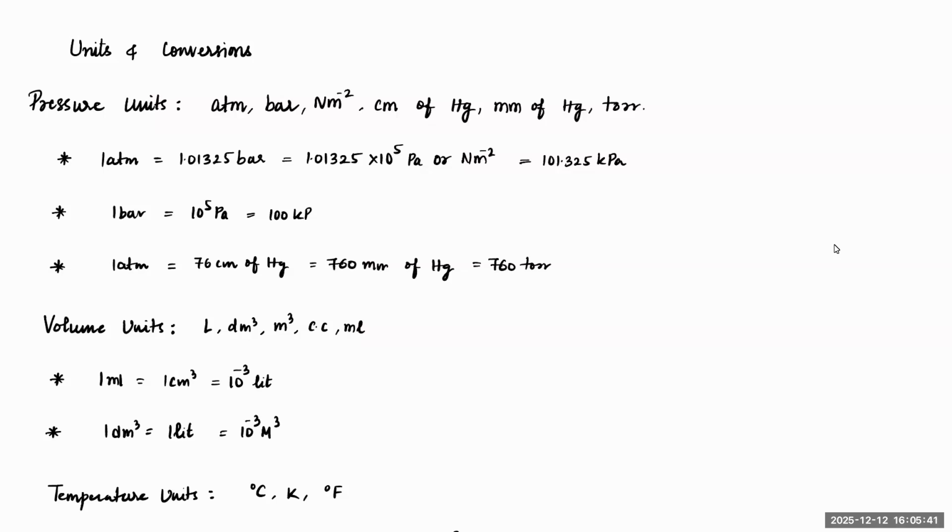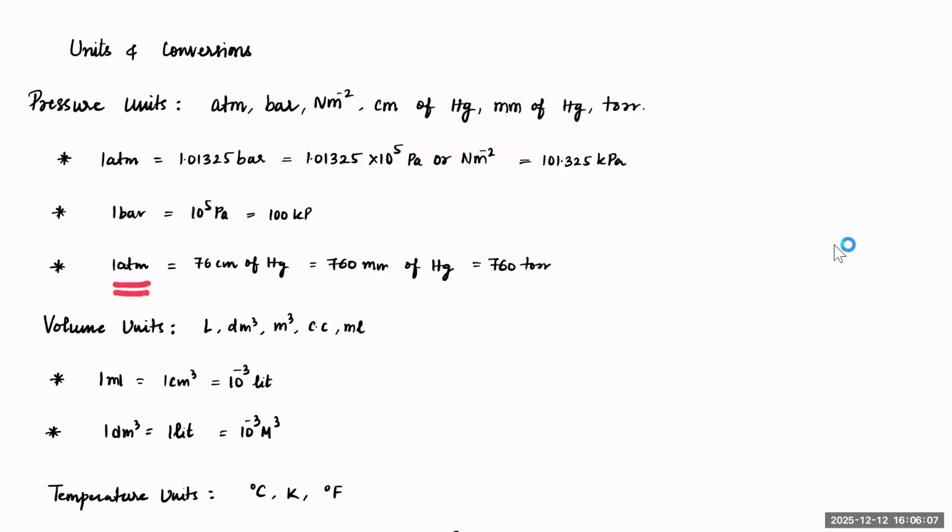The relation between them includes one atm is approximately 1.01325 bar, or if you write it in terms of Pascal, another 10 raised to power of 5 will be multiplied to it. And in kilopascals, it is 101.325. That is the kilopascal value. 1 bar is approximately 100 kilopascal or 10 raised to power of 5 Pascal.